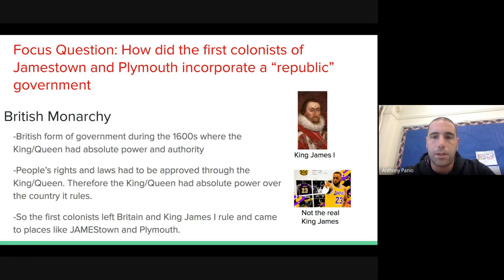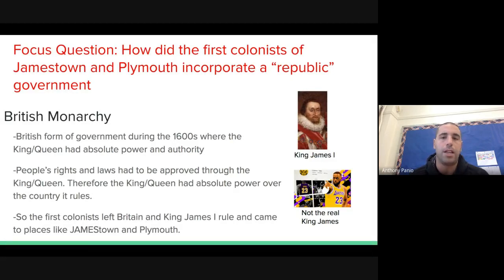So sorry about that. So our focus question is, how did the first colonists of Jamestown and Plymouth incorporate a republic government? Our first two areas where colonists came to the New World from Britain were Jamestown, Virginia, which is a place you would have spent a little bit of time on last year, and Plymouth, Massachusetts. Long story short, they are much different in their geography.